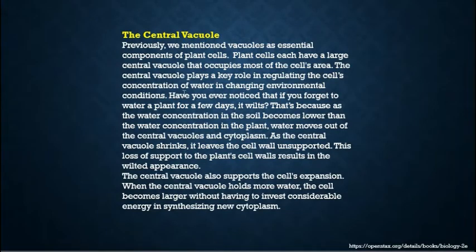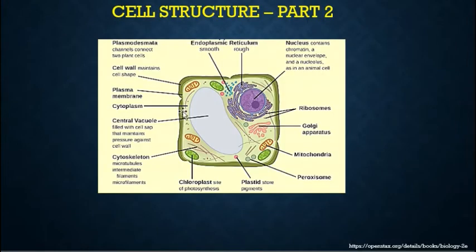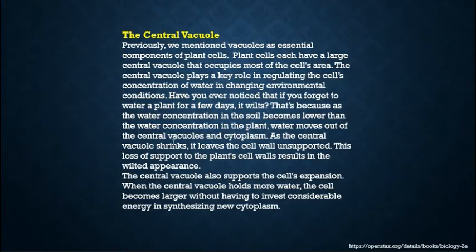The central vacuole. Previously, we have mentioned that vacuoles are essential components. Plant cells each have a large central vacuole that occupies most of the cell's area. If you go to the first slide of this lecture, here you can see the major vacuole of the plant cell. The central vacuole plays a key role in regulating the cell's concentration of water. Suppose if you forget to water a plant for a few days, it wilts, right? That's because as the water concentration in soil becomes lower, water moves out of the central vacuoles. As the central vacuole shrinks, it leaves cell wall unsupported. This loss of support results in wilted appearance.